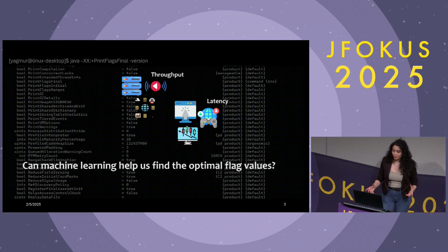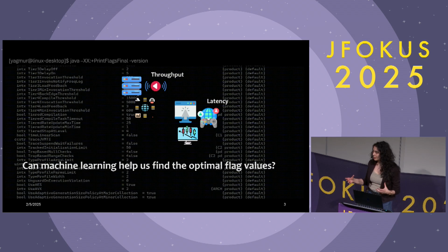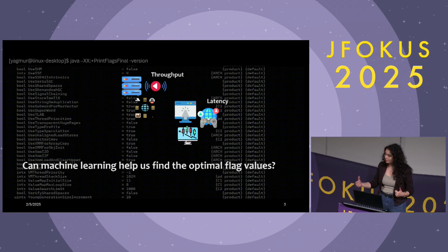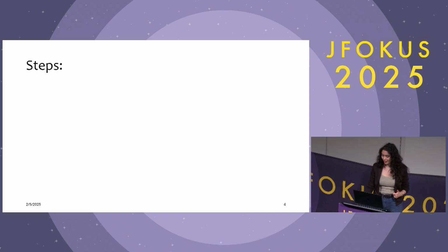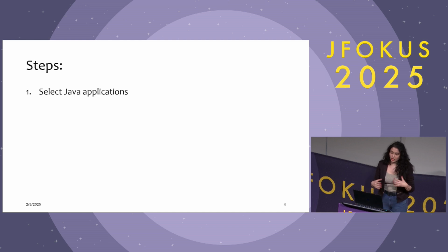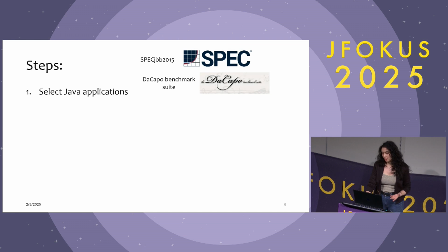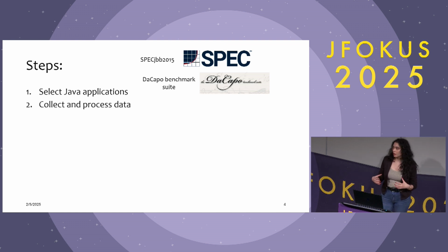So, can machine learning help us find the optimal flag values that maximize throughput and minimize latency? Let's find out. So this was the problem we addressed in my thesis, and now we will talk about the main steps that I followed. First, we need to select some Java applications that we can measure their performances accurately. And for that, we use some of the popular benchmarks like SpecJBB 2015 and DaCapo, as some of you may already know. Then we need to collect some data and process it to train the machine learning model.